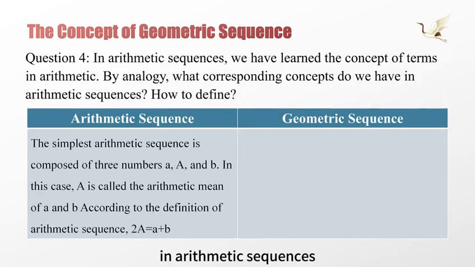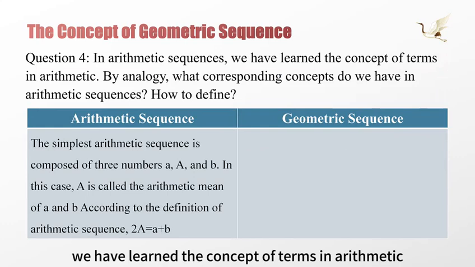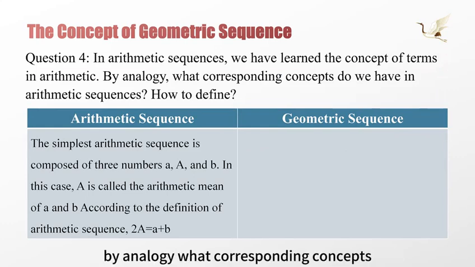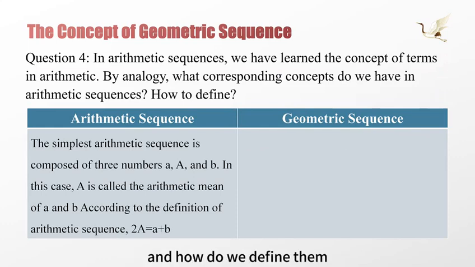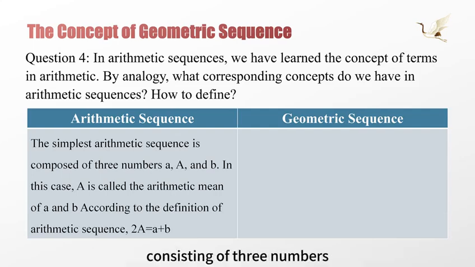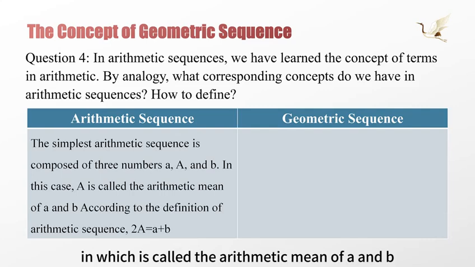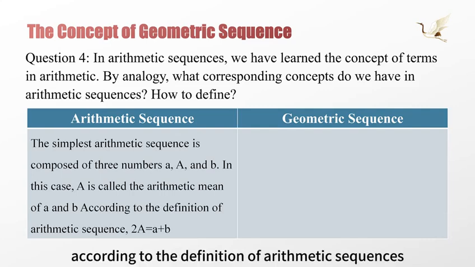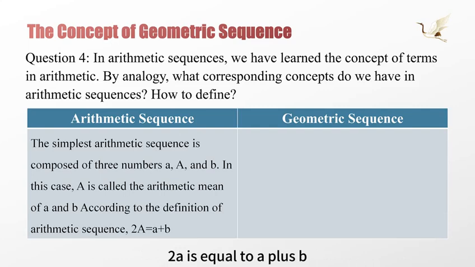In arithmetic sequences, we have learned the concept of the arithmetic mean. By analogy, what corresponding concept do we have in geometric sequences, and how do we define it? Let's first recall the simplest arithmetic sequence consisting of three numbers, a, A, and b, in which A is called the arithmetic mean of a and b. According to the definition of arithmetic sequences, 2A is equal to a plus b.